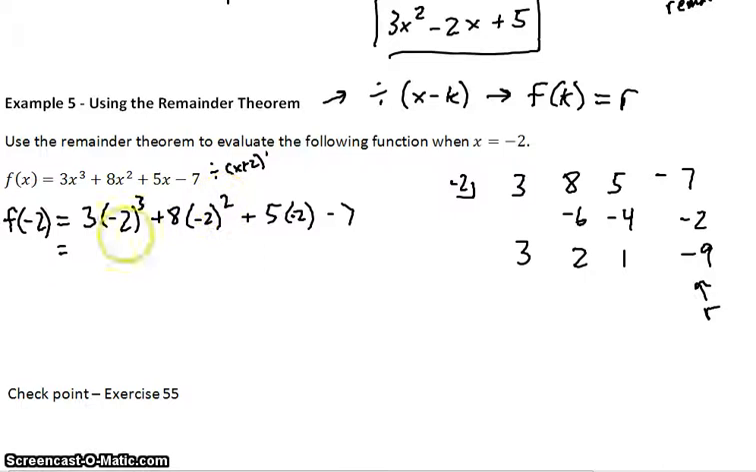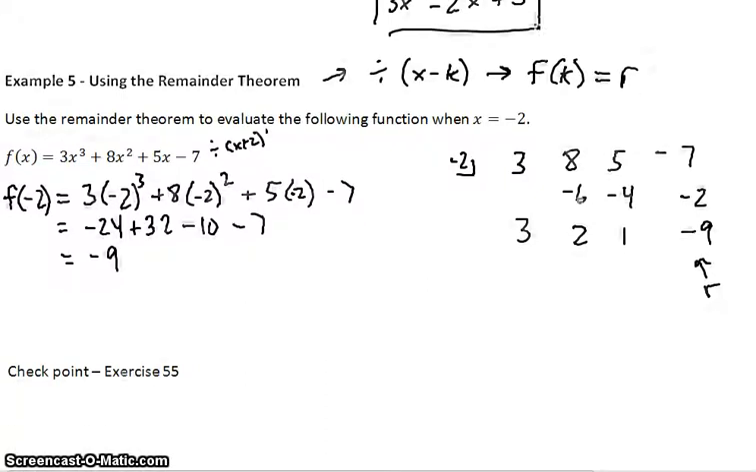So if I do my algebra right and my arithmetic right here, I should get an answer of negative 9. So let's see what happens. 3 times, this will be a negative 8, so that's negative 24. 8 times 4 will be 32, minus 10, minus 7. This is going to be 8 minus 2, or excuse me, minus 8 is a negative 2, minus 7 is negative 9. So this is another way to talk about how you can use synthetic division to evaluate functions.